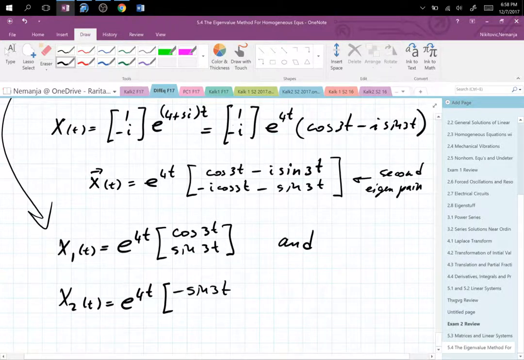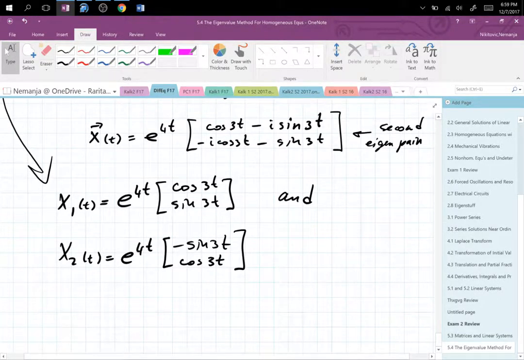Sine 3t. My calculation differs from the textbook. You switched them. Your x1 is supposed to be x2 and your x2 is supposed to be x1. Thank you.